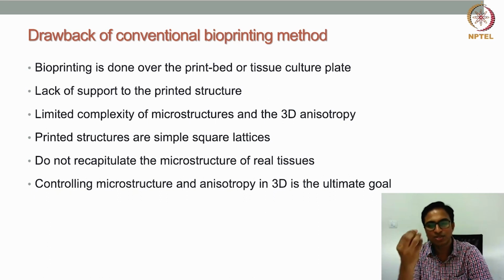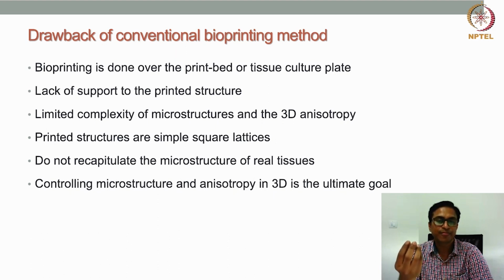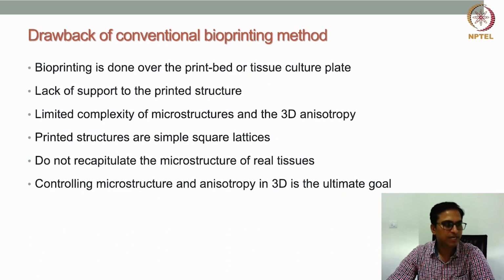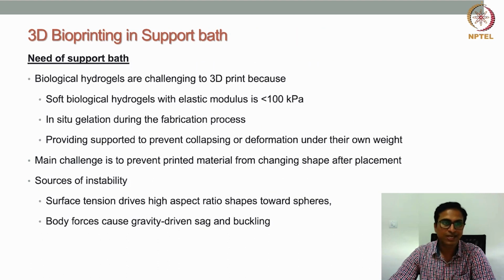Because if we can produce a tissue with a real, native-tissue-mimicking microstructure and anisotropy, we will be able to reproduce the function of the tissue in that bioprinted structure. If we cannot do that, then it is not possible. So that's why this development started around 2011, when the first research paper came out on this process, where somebody 3D printed a structure in a support bath. That means the bioprinted structure is embedded within the support bath.